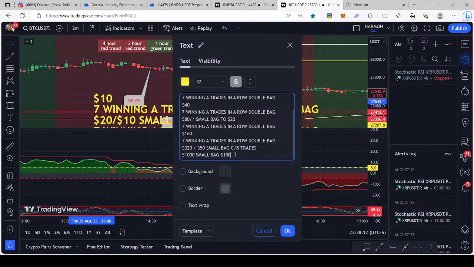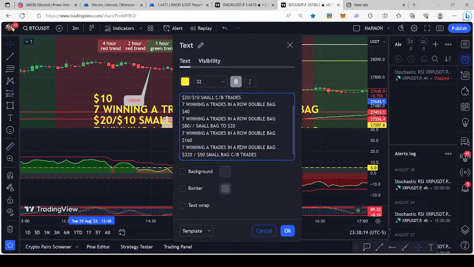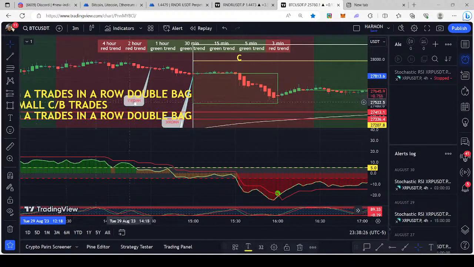Because basically, you're working off of that, and that's how you go through your small bags to big bag, guys. Write that down. Make sure you have that saved, and that is how to trade properly.